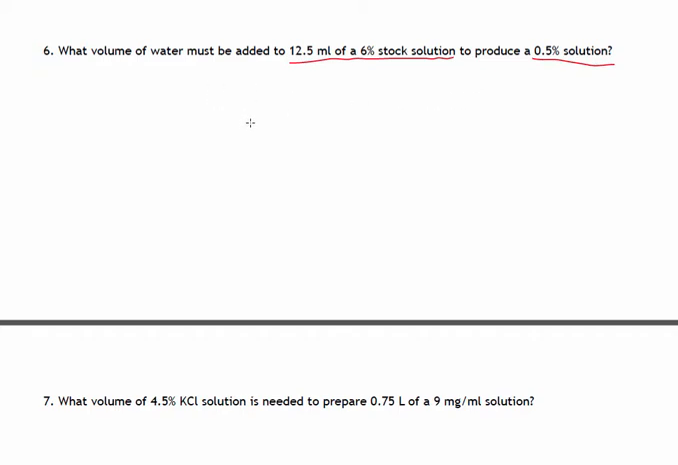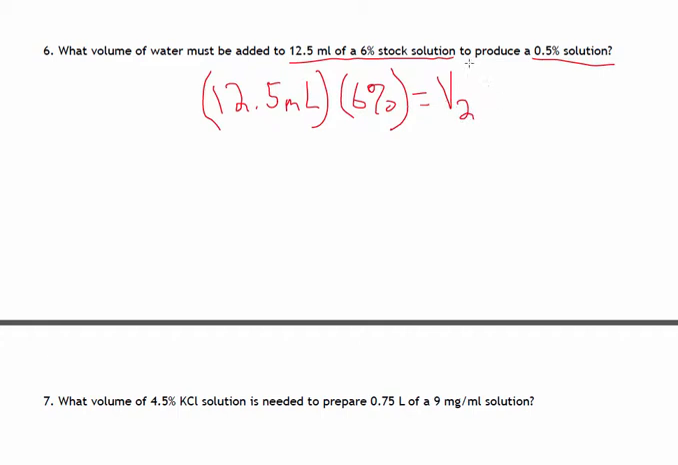Okay, so in the first few problems we always started out with stock solution on the left side, so we're going to do the same thing here. V1 is going to be 12.5 milliliters. C1 is 6%. We need to figure out what the volume of our diluted solution is going to be, so I'm going to leave V2 as the variable, and C2 is 0.5%.